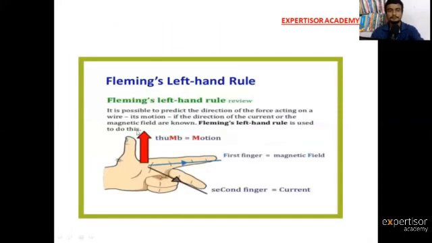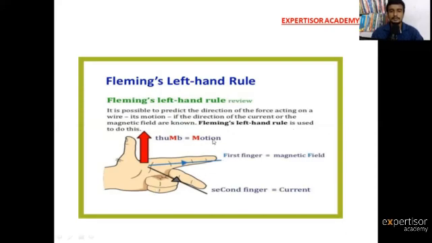Coming to Fleming's left hand rule. See this picture. This is the left hand: thumb, forefinger, middle finger. Fleming's left hand rule. It is possible to predict the direction of force acting on a wire with motion if the direction of the current or the magnetic field are known. Fleming's left-hand rule is used for this.